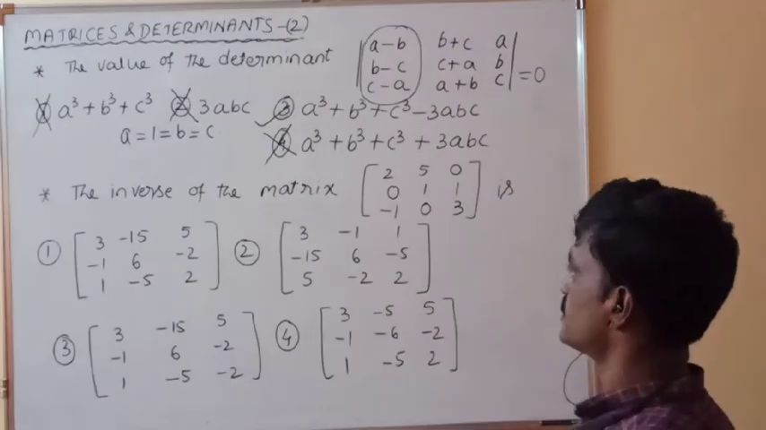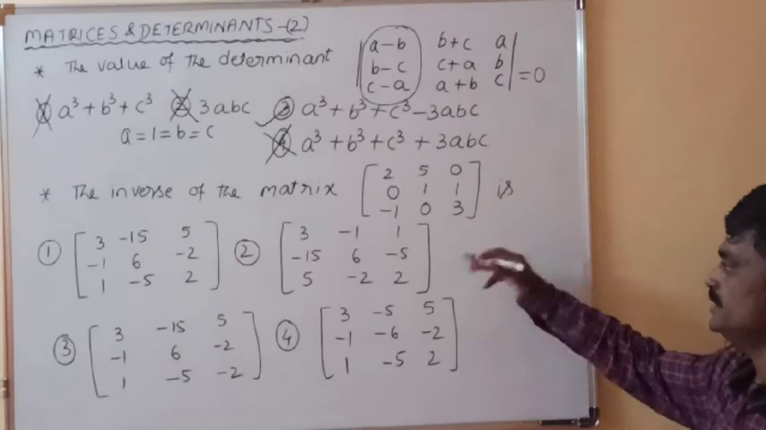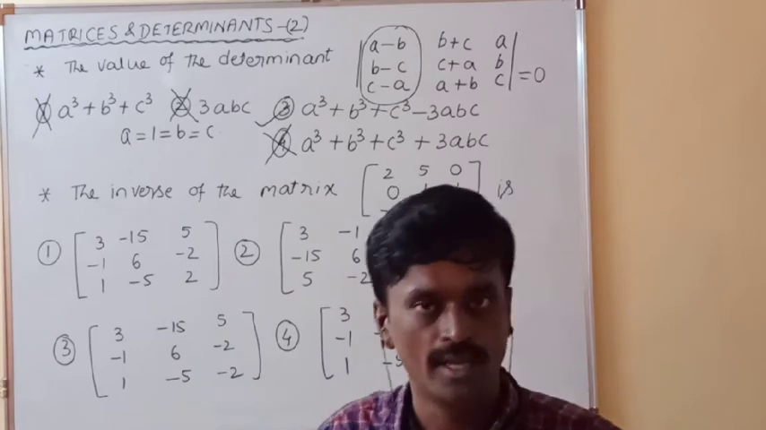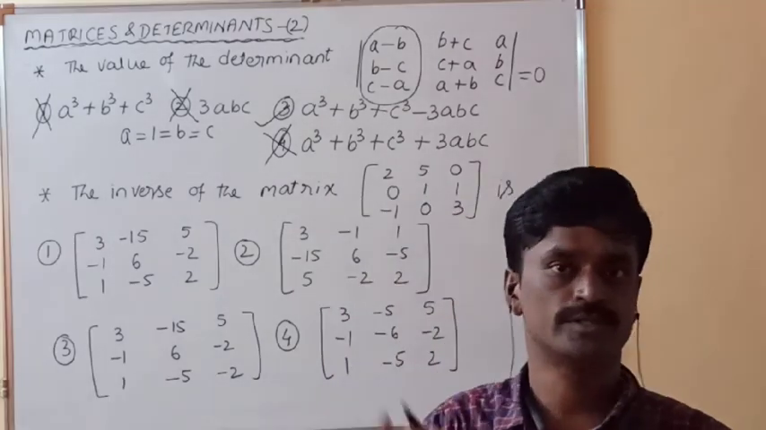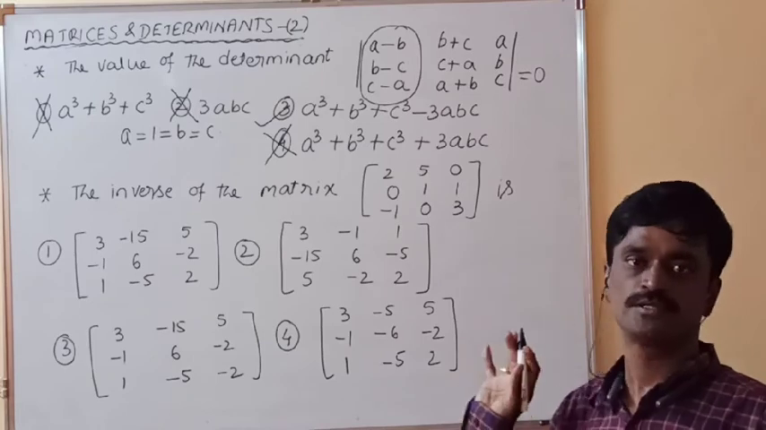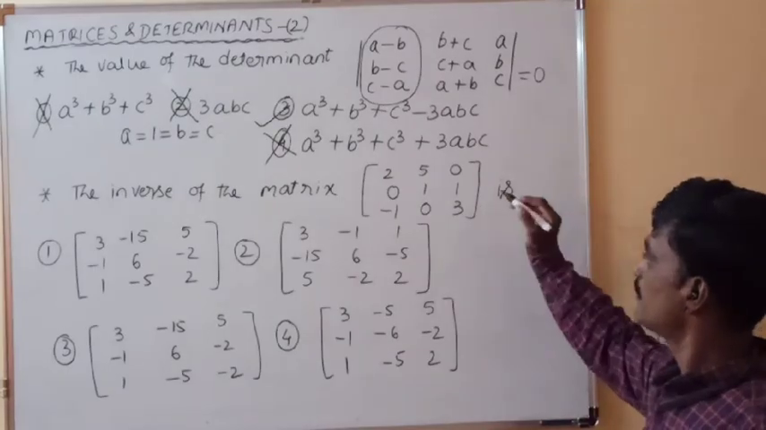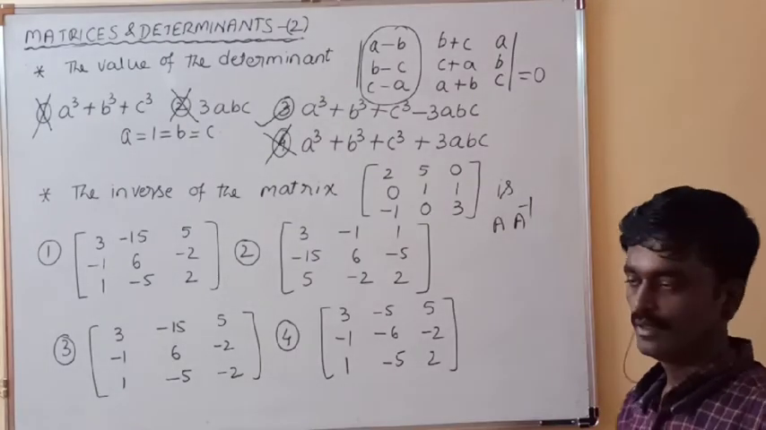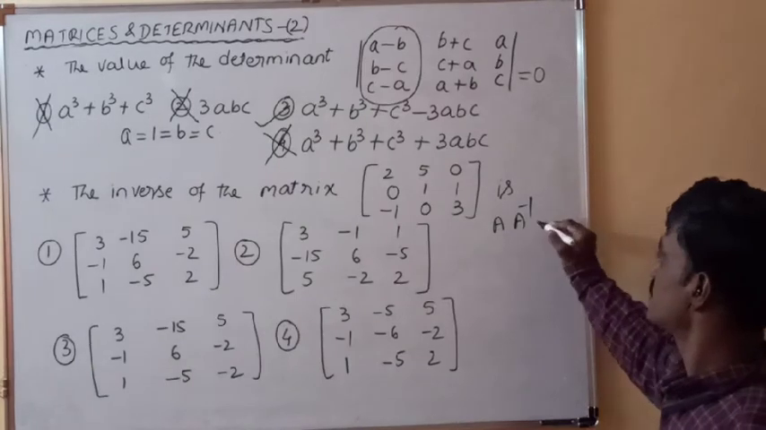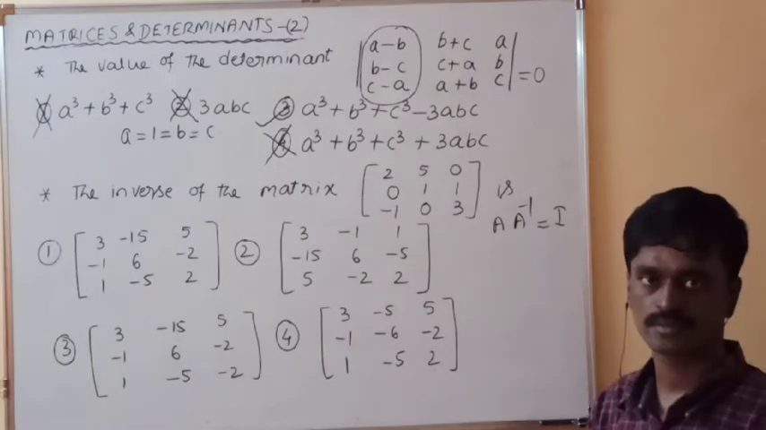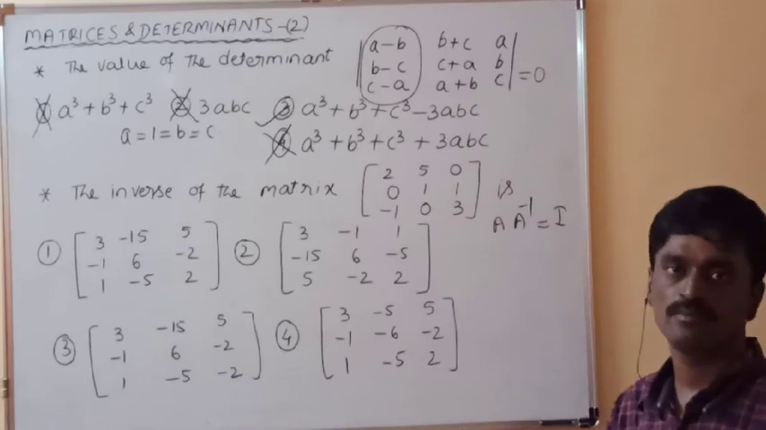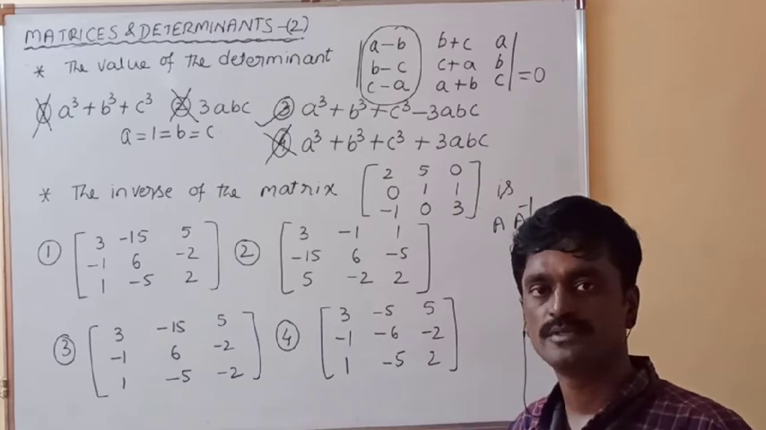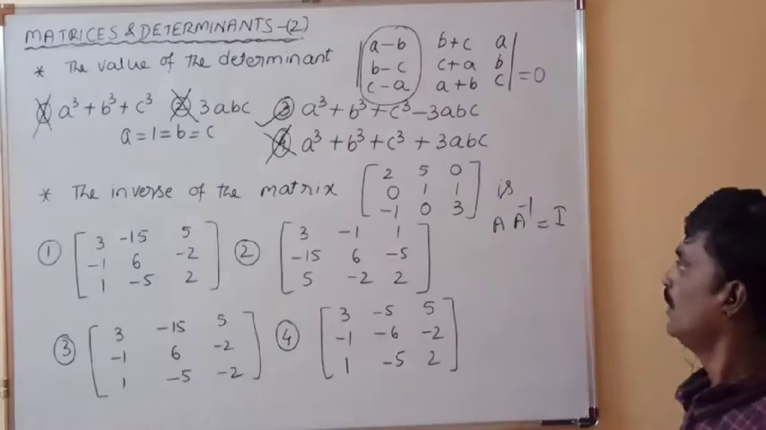Okay. Next, the inverse of the matrix is. Don't try to find det A and adjoint A, since A inverse is equal to adjoint A by det A, it is a waste of time. If this is the matrix A, then its inverse is denoted by A inverse. The product of a matrix and its inverse must be equal to the identity matrix. Here we are dealing with a 3 by 3 matrix, so the identity matrix means a 3 by 3 matrix.